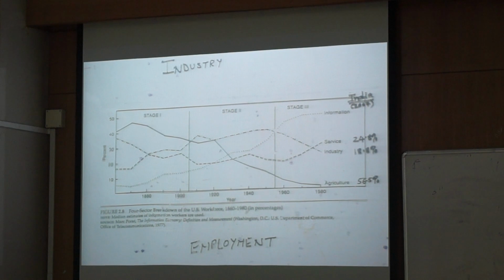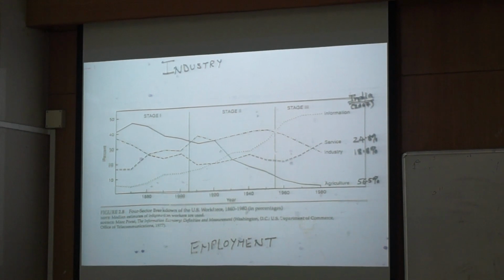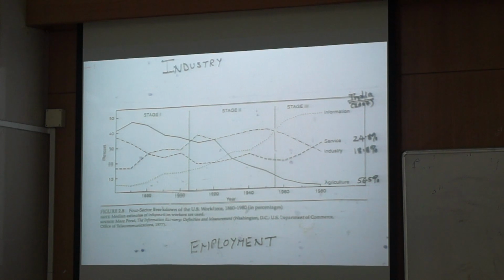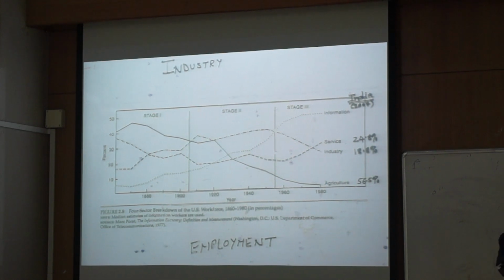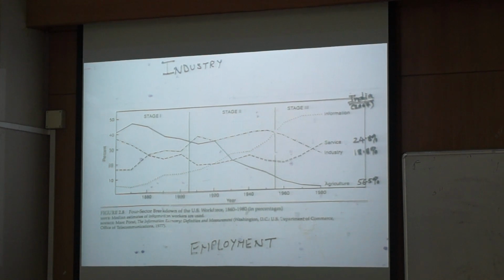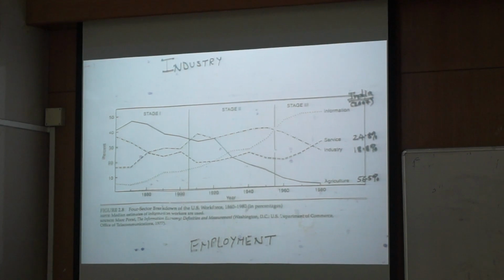For quite some time now, from 1980 onwards, only 2% of the people are in agriculture. 2%. How many are in industry? About 35% in industry. More people in services than in industry. Okay? And look at the information. Computers have done that. Everybody is in information technology.